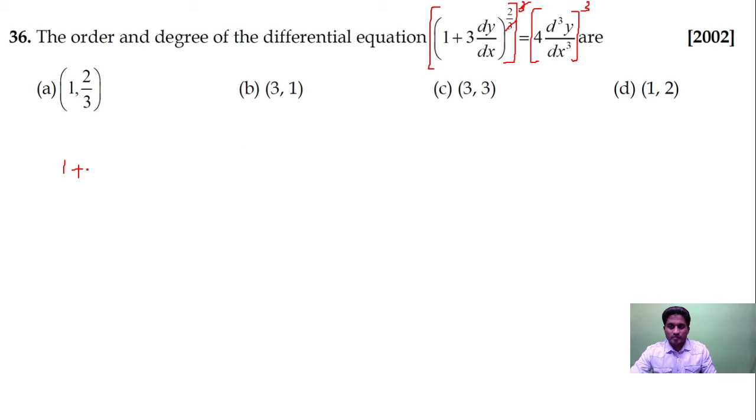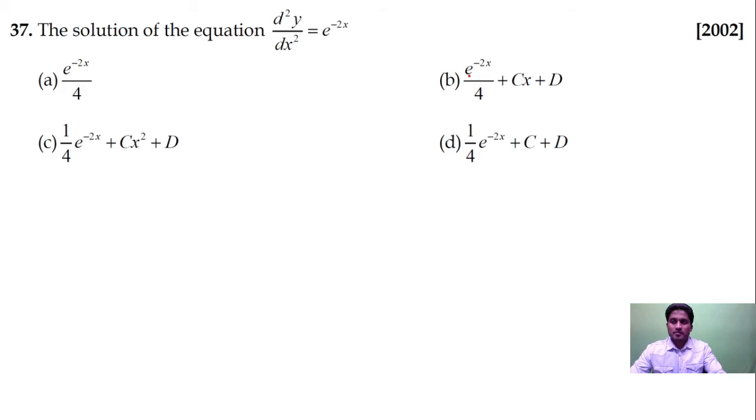You get 1 plus 3 into (dy/dx) the whole square, is equal to 4 cube is 64, and then this is (d³y/dx³) the whole cube. So this means that this is order 3 and degree 3. Answer is option C.